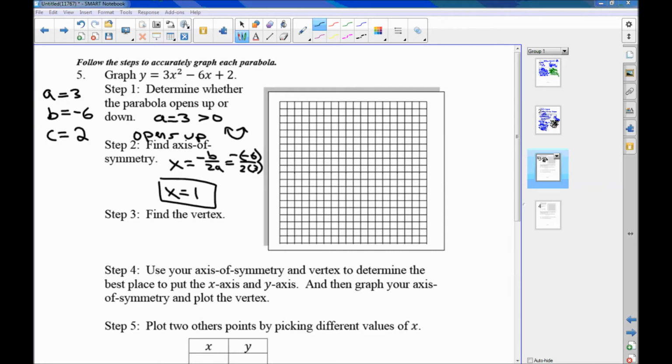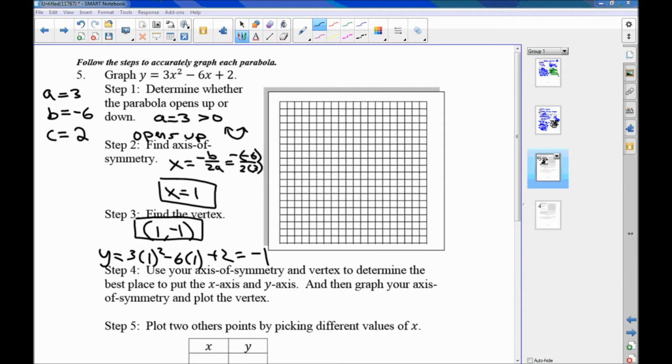And then find the vertex. The vertex is not bad because we already have half of the vertex. To get the other half, we just take 1 and plug it back into our function. So y equals 3 times 1 squared minus 6 times 1 plus 2. And that would be 3 minus 6 for negative 3, plus 2 is negative 1. So (1, negative 1) is our vertex. Remember, this is the bottom point of our parabola because our parabola opens upwards. If our parabola opened downwards, this would be the top point.